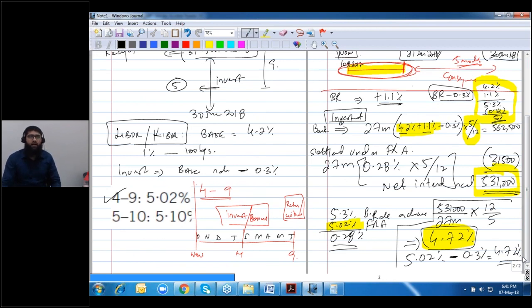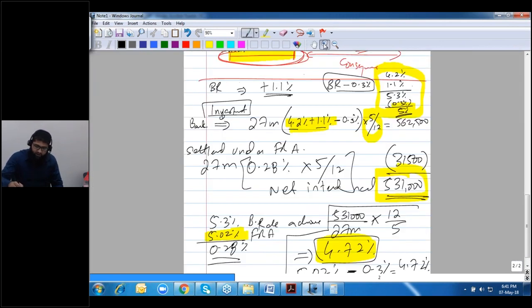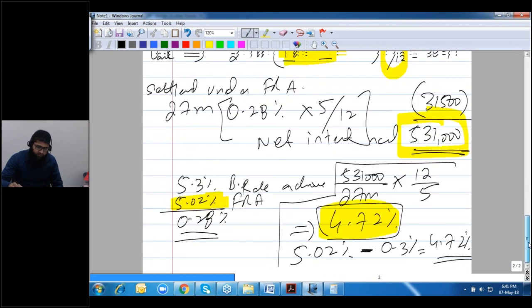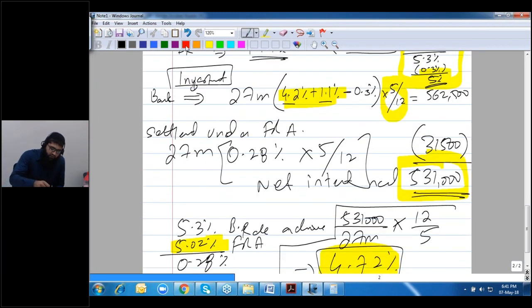Mansoor Khan is asking, why are we not deducting the basis points from the rate we achieved? You see, the rate that we have achieved, just try to understand this. This is actually the investment that you have done with the bank: 27 million invested at the base rate of 5.3%.